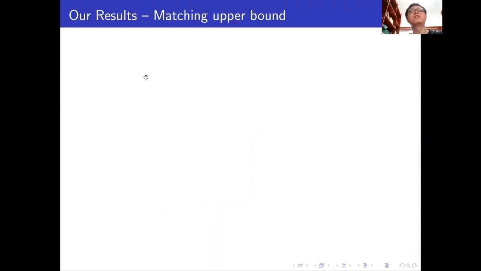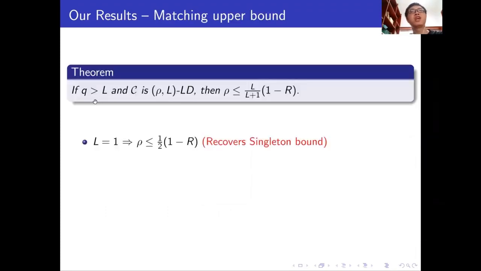Next, I will present the promised matching upper bound, which states that if q is larger than L and the code is (rho, L)-list decodable, then its decoding radius cannot exceed L over L plus 1 times (1 minus R). This bound holds for linear codes, and for nonlinear codes, we can prove a slightly weaker upper bound.